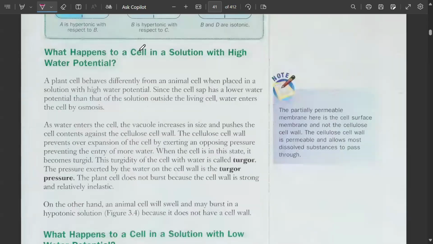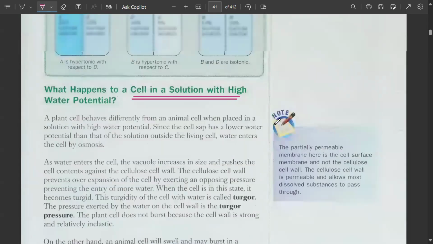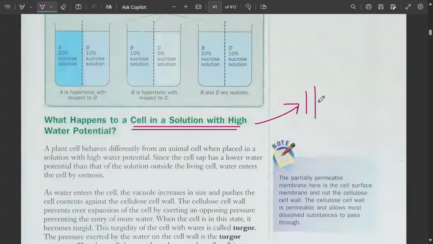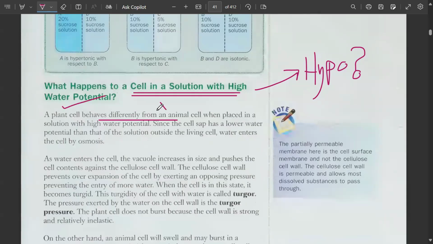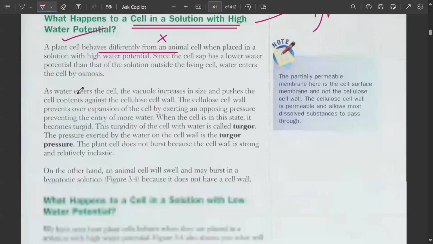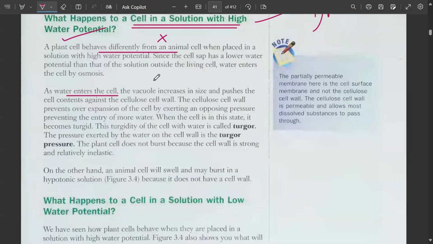So what happens to a cell in a solution with a higher water potential? That is, if it is in a hypotonic solution, what will happen? A plant cell would behave differently from an animal cell because plant cells have a cell wall, animal cells do not have a cell wall. As water is going to enter the cell, because we are talking about a hypotonic solution, water will always enter the cell since the solution has a higher water potential. The cellulose cell wall prevents the overexpansion of the cell by exerting an opposing pressure, preventing the entry of more water.